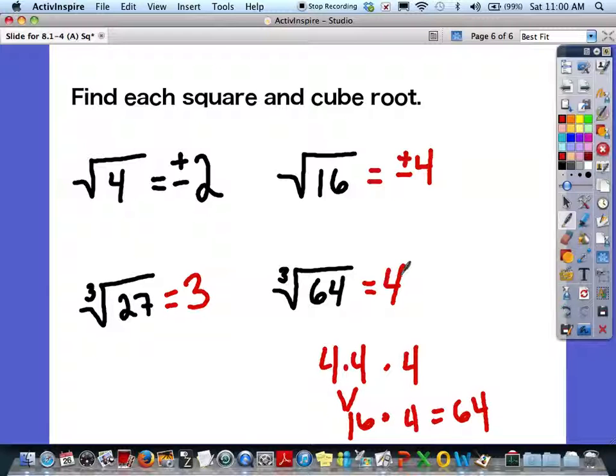So it's that simple. You just ask yourselves those questions. The difference with the square root is we're only asking what times itself, so we can have plus or minus, or positive or negative. And with a cube root, you're asking what times itself times itself. Okay, good luck to you, and I know you're going to do great on this.